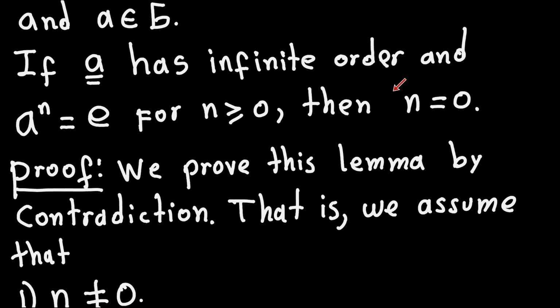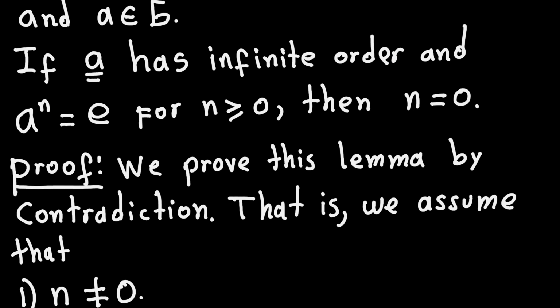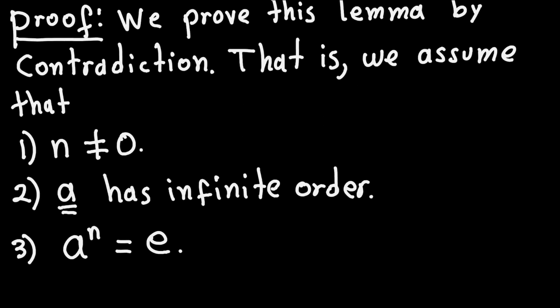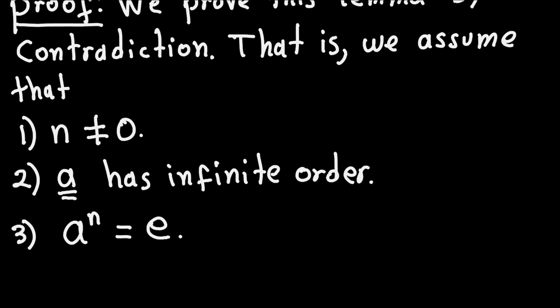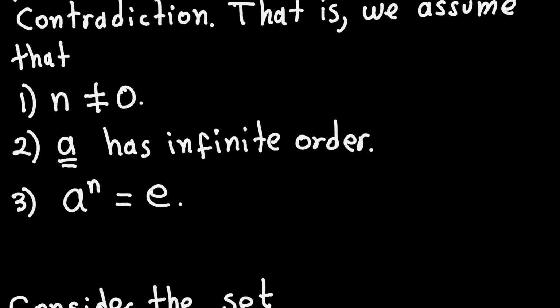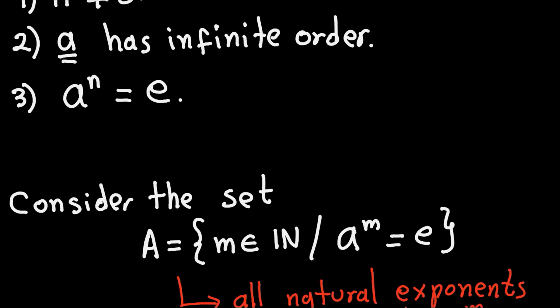So we're going to assume that n is not equal to 0, and we're also going to assume that a has infinite order and the nth power of a gives me the identity. So we assume that n is not equal to 0, that a has infinite order, and that a to the n is the identity. With these three things, we're going to try to arrive at a contradiction. That's what the proof by contradiction is. So let's see how we do that proof by contradiction.